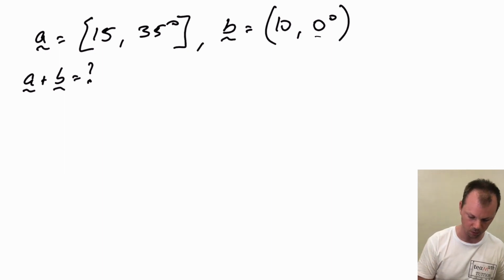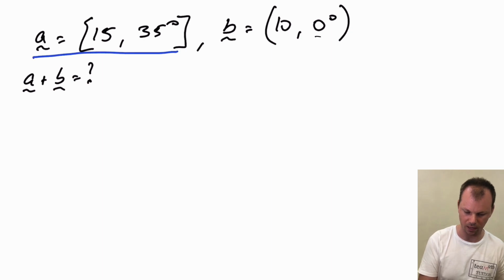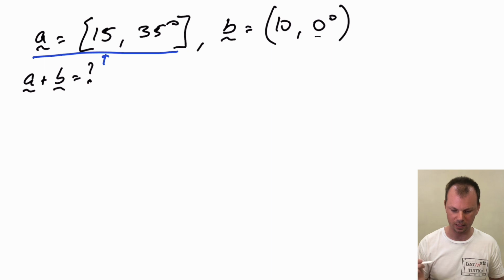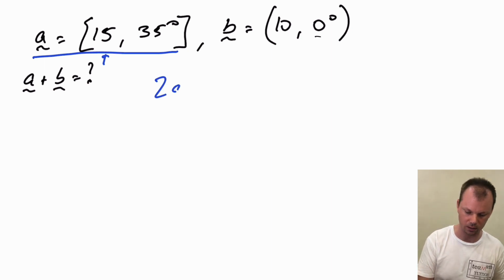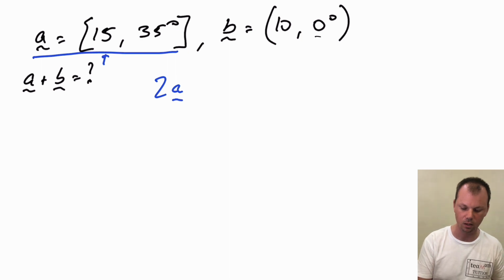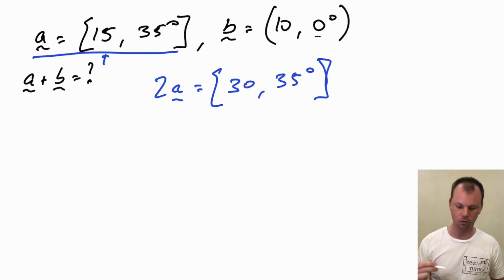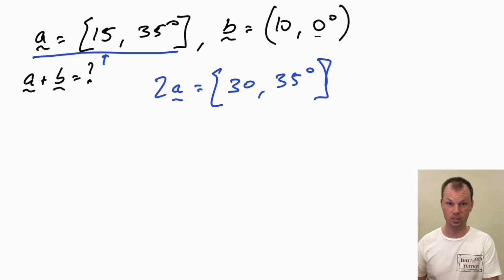So up here we've got two vectors. We've got our A vector, magnitude 15, direction 35 degrees from the x-axis. If I wanted to find 2A, so if I wanted to scale and multiply that, all I'm doing is doubling the magnitude and keeping the angle the same. So quite a straightforward process for scalar multiplication of vectors in polar form.